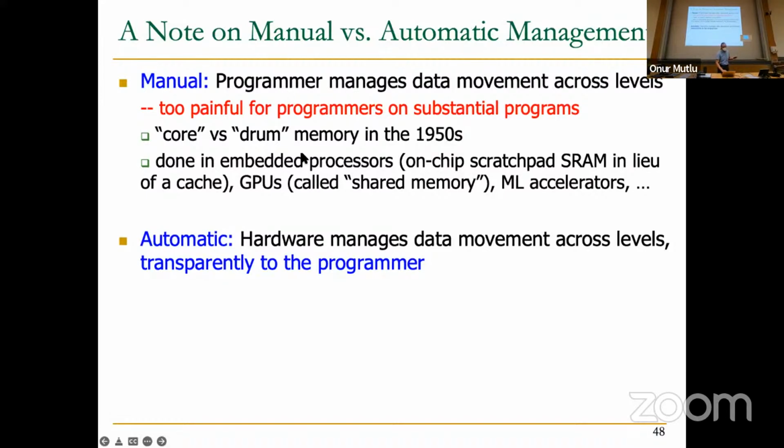For example, many embedded processors have on-chip scratchpad SRAM. Normally, we don't call manually managed memory a cache, it's called scratchpad or another level of memory, because that address space is visible to the programmer, right? It's not automatically managed. So automatic management is synergistic with the name cache. So if it's manual management, it's called the scratchpad. So embedded processors have it. GPUs have it actually. I will show you.